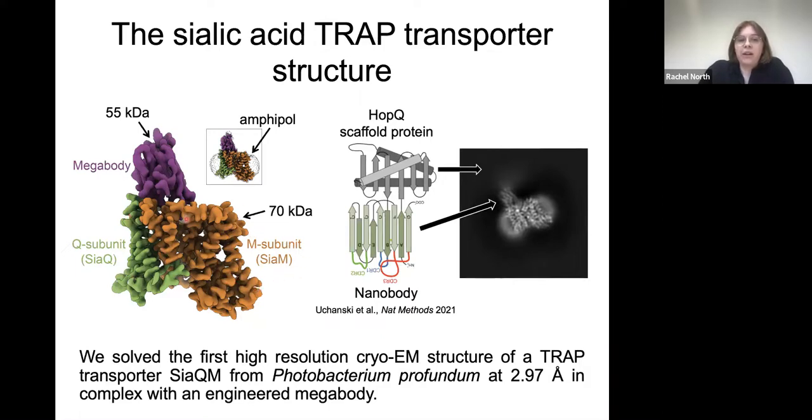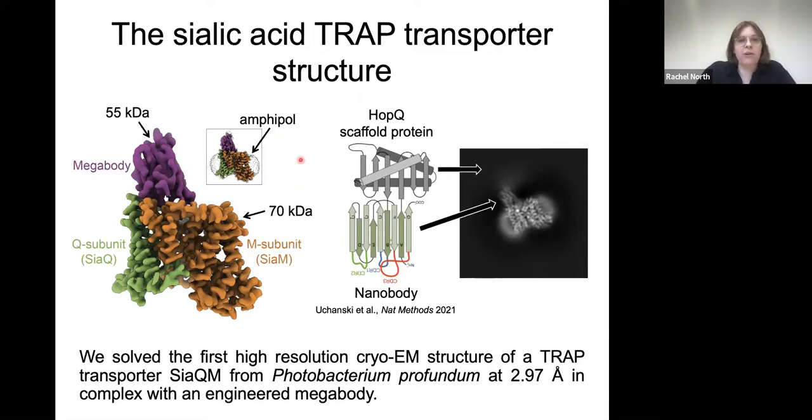Our megabody was bound at the periplasmic face of the transporter, so at the top of the transporter up here, and it makes contacts with both the Q subunit and the M subunit. You might notice that the megabody looks relatively small for 55 kilodaltons, and that's because we couldn't see the entire megabody in the cryo-EM maps. We can actually only see the nanobody portion of it.